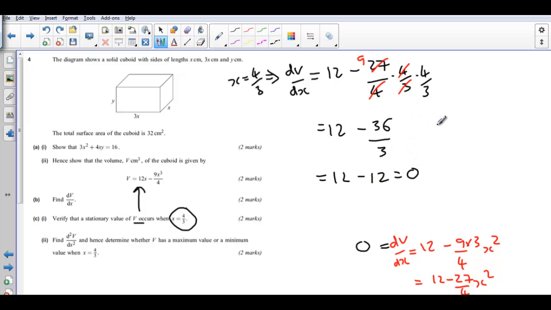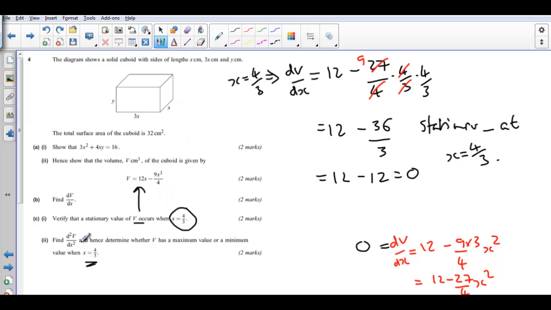Be nice to conclude here. So, stationary value at x equals 4 over 3. Okay, good. Next part, find d2V by dx squared and hence determine whether V has a maximum value or a minimum value at that very same point that we just found.